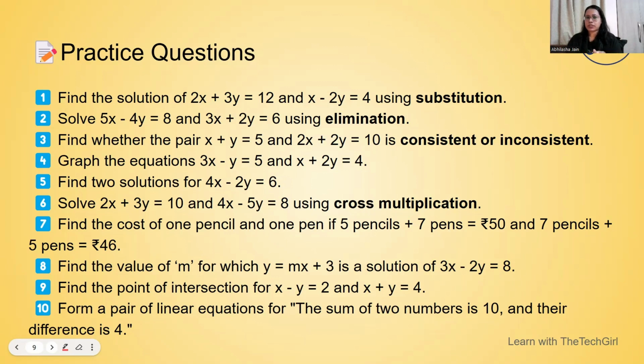We did graphical representation and the types of solution. There are three types of solution: unique solution, which is called consistent system; no solution, which is inconsistent system; and infinitely many solutions, that is dependent system. We also did algebraic methods to find these solutions. We did substitution, elimination, and cross multiplication. So these are the key points in this chapter.